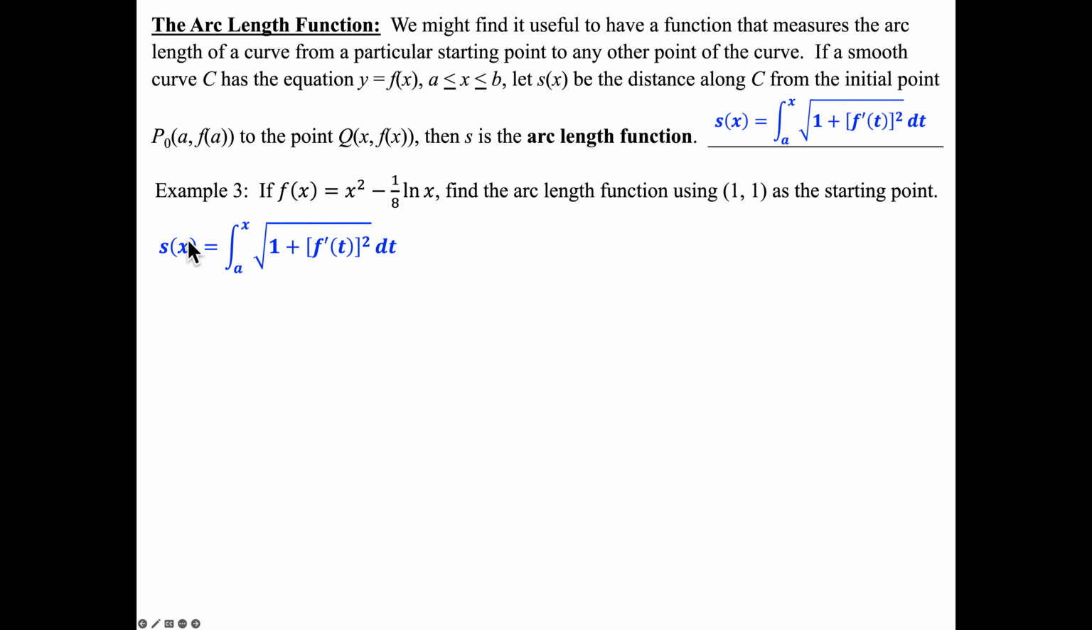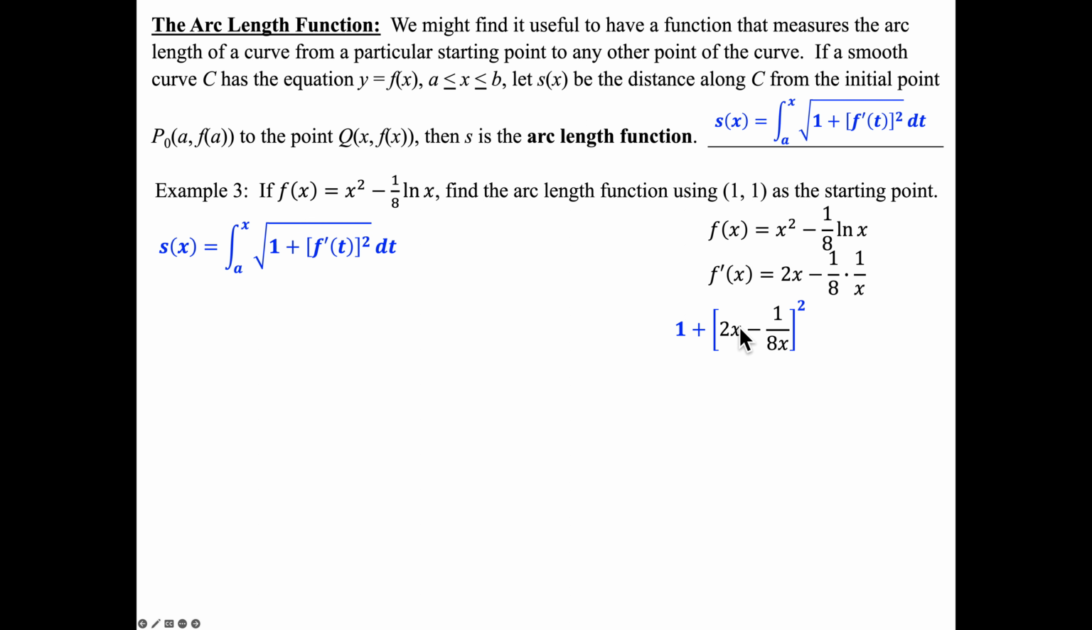So using my s of x function, we'll integrate our arc length formula. We're going to take f of x here, x squared minus 1/8 natural log of x, and find its derivative. Now remember, this is f of x, this is f of t. Don't worry, we'll switch it out in a second. The derivative of x squared is 2x. The derivative of the natural log of x is 1 over x. So let's go ahead and square it and do our plus 1.